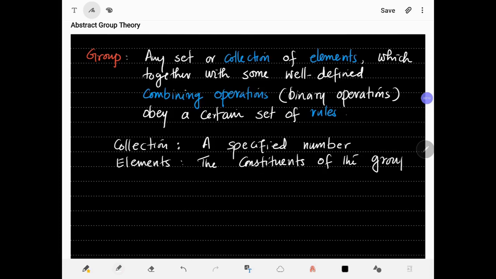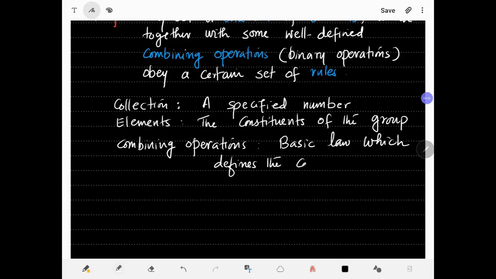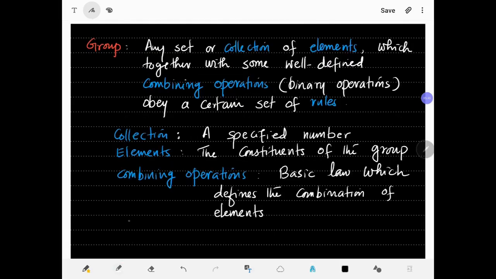The elements are none other than the constituents of the group. And then comes the combining operations. This is the most important term in group theory and is the basic law which defines the combination of two or more elements. So these are the basic law which defines how two elements are combined.